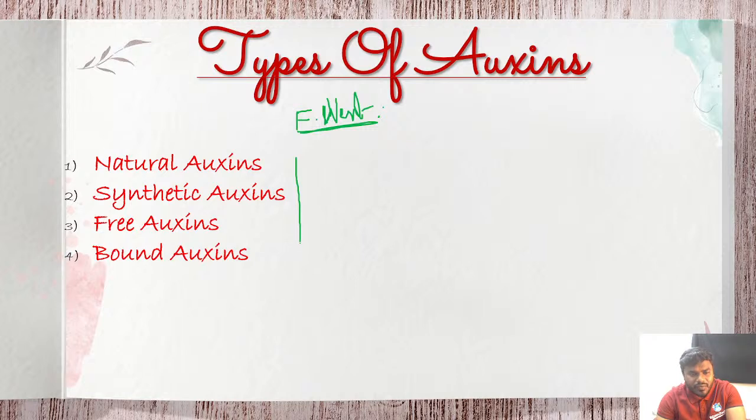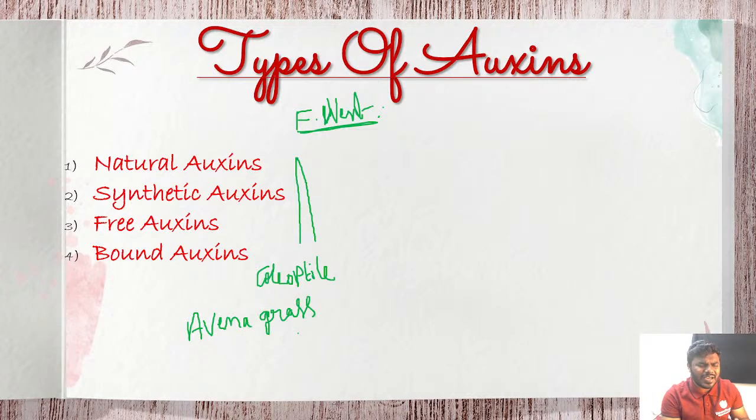What has he taken, friends? He has taken the coleoptile. My friends, every one of you listen to me carefully. From where has he taken the coleoptile? That is the point. He has taken the coleoptile, friends, from Avena grass seedlings. What is Avena grass? Common oat plant. Correct, right? We eat oats. That oat only we can call Avena grass.